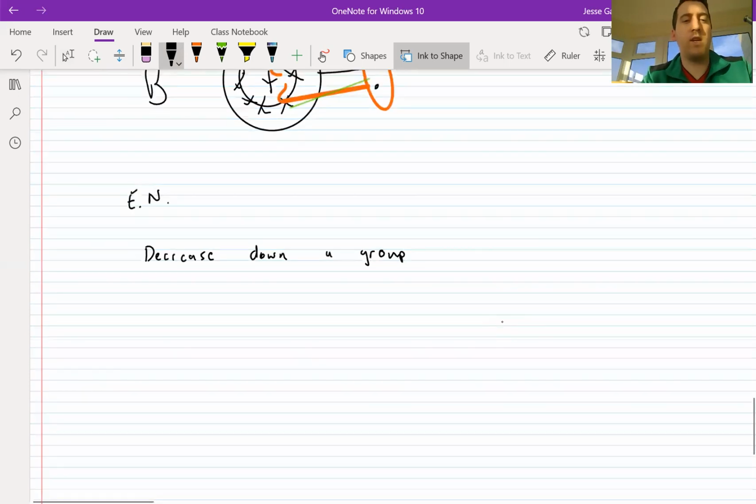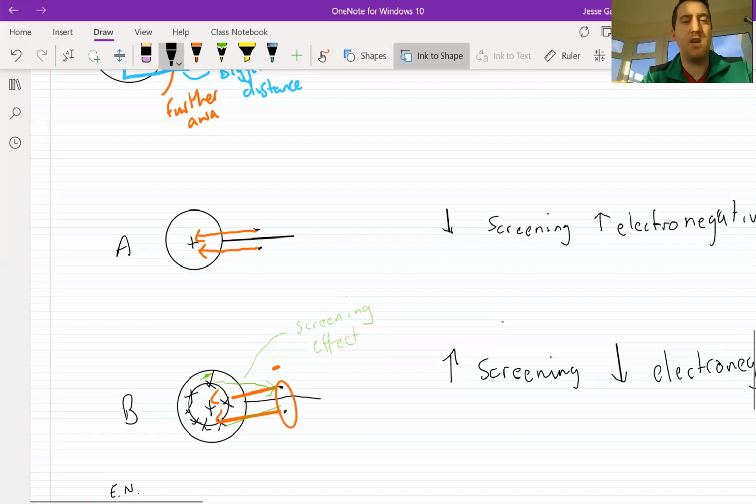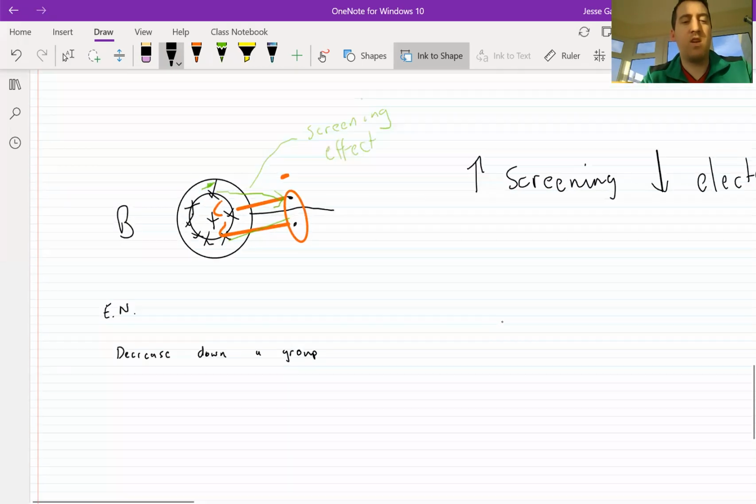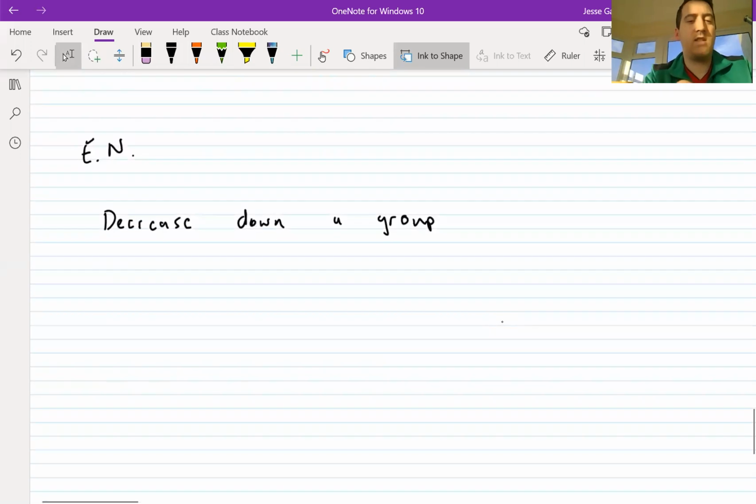Okay, what are the main reasons for this? What's happening to these other factors as we move down a group? Well, we saw previously that as we move down a group, say group 1, the atom gets bigger. So they decrease down a group. Why? Well, the first reason is atomic radius increases.